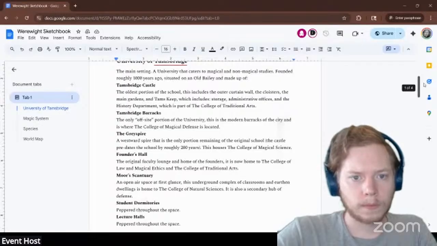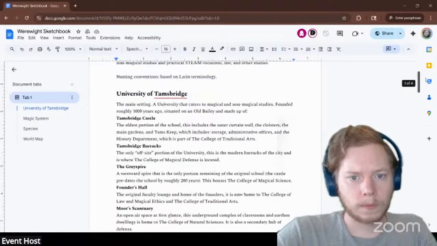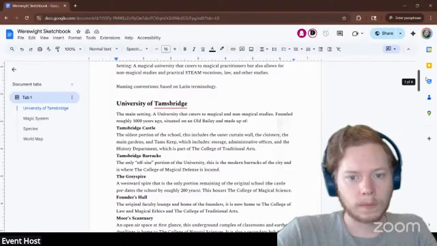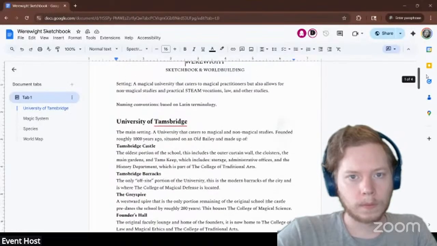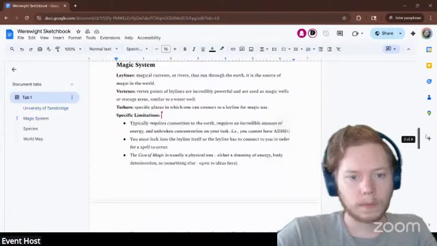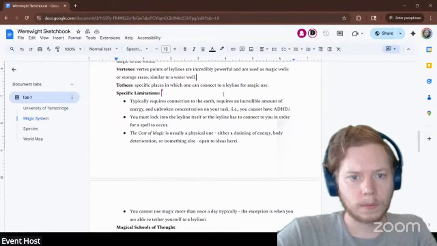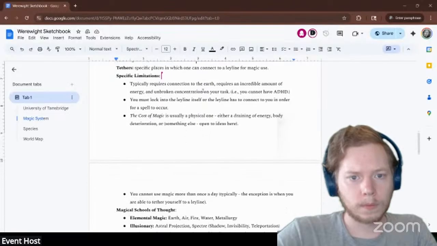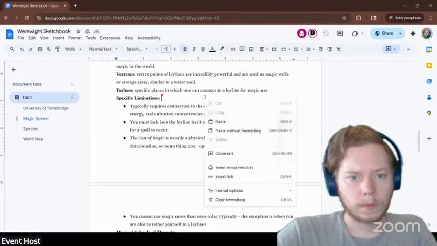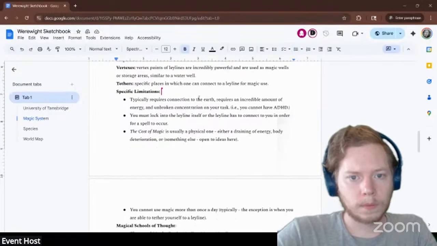And then tethers are a more localized version of that, like a personal one. So there's the public one, which is what a vertex is, and then there is a tether, which is my personal stash. I specifically can use a tether to connect to a ley line to use magic. That's how I'm differentiating all of that.